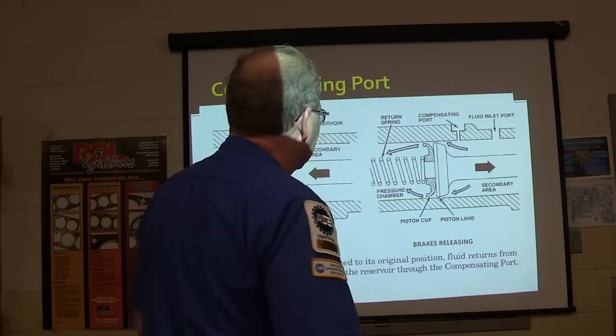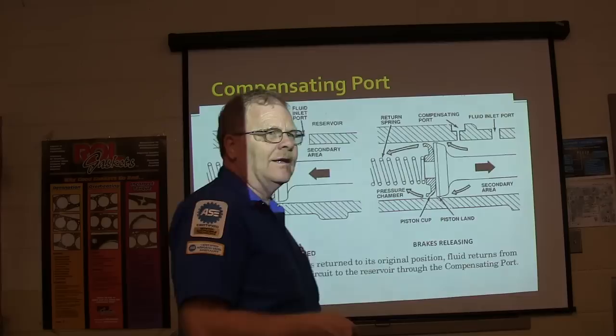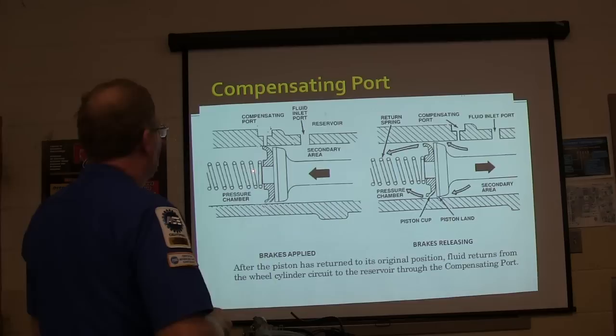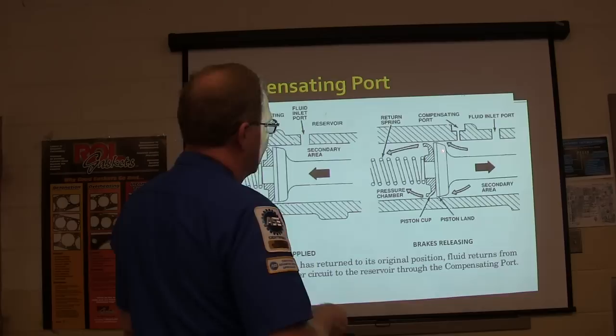All right? When the brakes are releasing, believe it or not, there's fluid coming past this right here. That looks like something's wrong, doesn't it? That's really the way it's supposed to be. Whenever you're applying your brakes, you've gone past this compensating port and you've trapped the pressure in this pressure chamber and it's forcing it out to the wheel. Now you've got two pistons in there and both of them pretty much work the same way. There's your secondary area and all that. All right, now, let me see if I can make this happen.